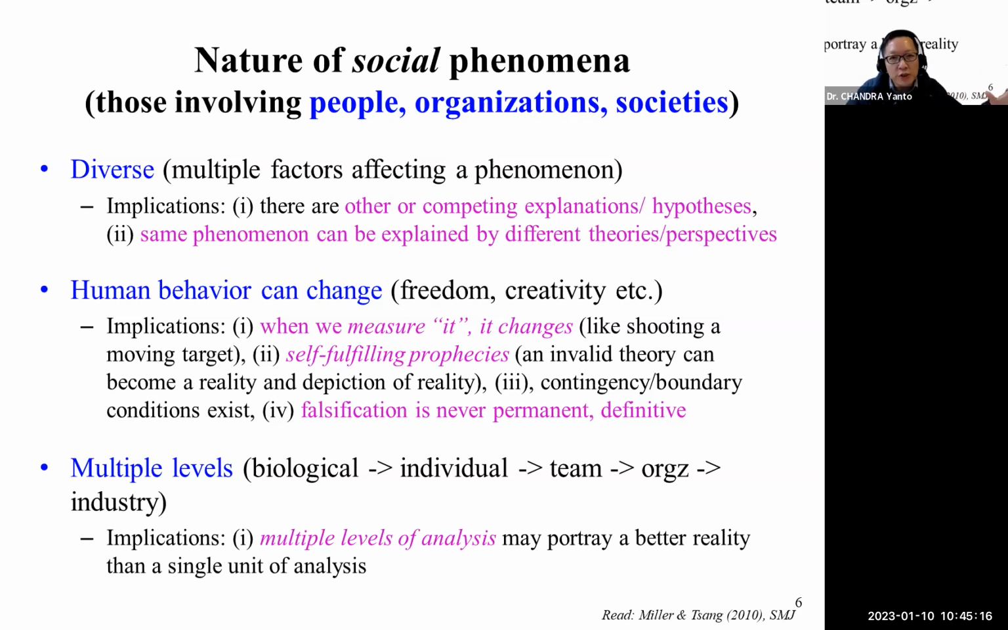So the implication of this diversity of social phenomena, or that there are multiple factors that affect a phenomenon, is that there are always competing explanations. For example, if you say eating chili will increase people's life, there may be a competing explanation, that eating chili does not increase people's lifespan. And also maybe the same phenomenon can be explained by different theories. For example, how long can a human live? You may have multiple competing theories to explain what makes a person live longer than others, and all of these theories can be valid. So this is the challenge of doing research in the social sciences.